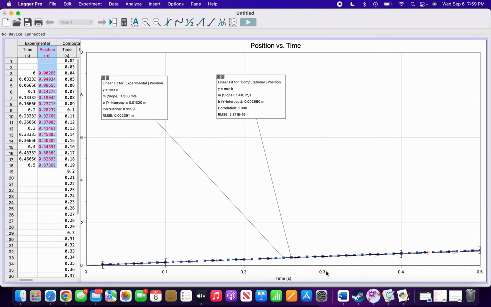Alright, so now we jump into Logger Pro. On the left hand side, we have the data of our experimental and computational models. And as we can see, the lines are both very similar and they are linear, with the experimental value having a smaller slope than the computational model.